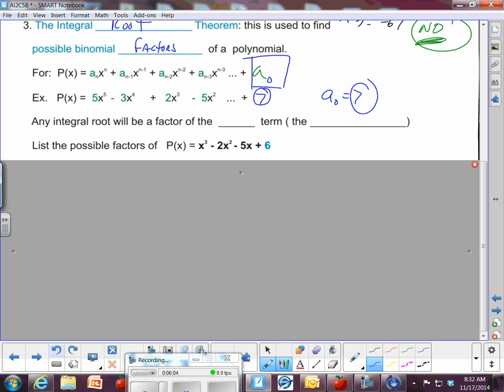That's what we're after. So if you fill in the next blank, any integral root will be a factor of the a to the 0 term, or a sub 0 term. And basically, what are we talking about? We're talking about the constant, the number. That's what we're after.